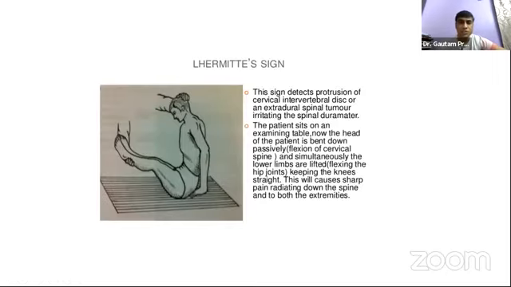Lhermitte's sign, in which if we do simultaneous flexion at the neck as well as the hip joint, the patient gets a shooting pain from the cervical down to the thoracic level.